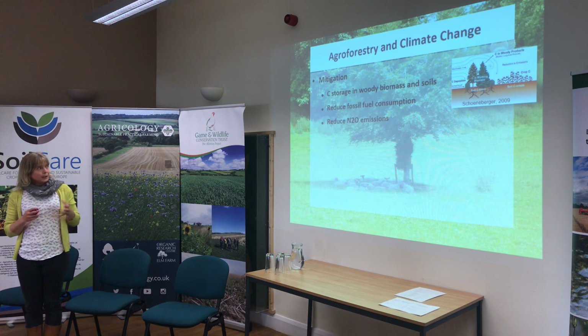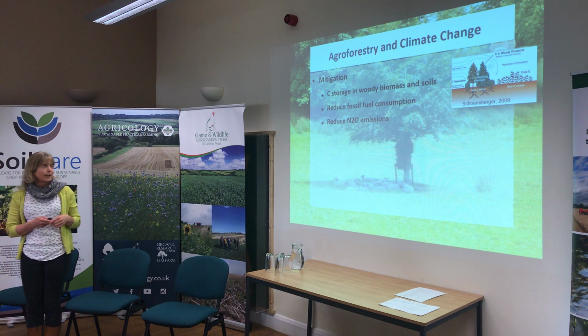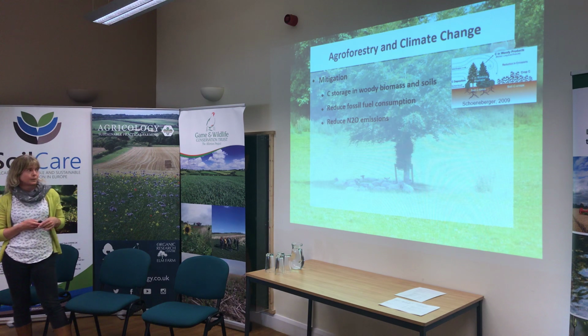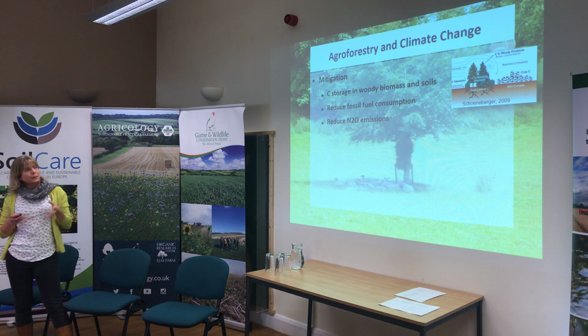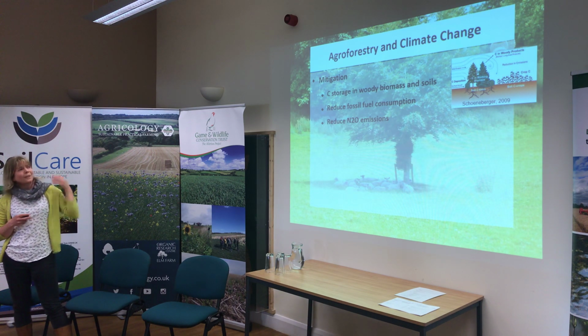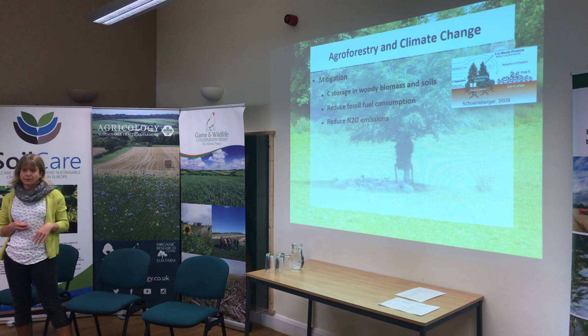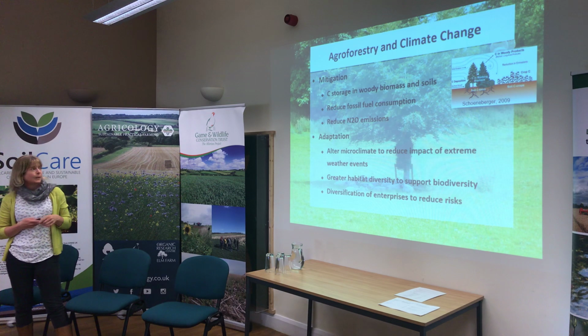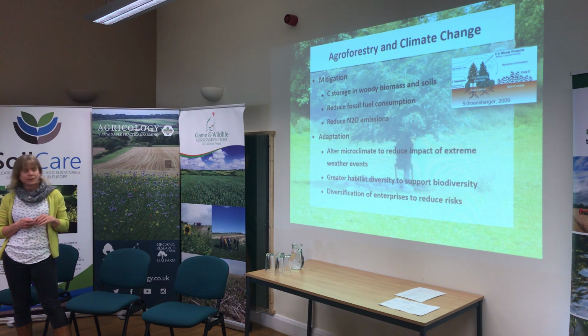So if you're burning it, you're then looking at reducing fossil fuel consumption, and we also talk about agroforestry reducing greenhouse gas emissions such as nitrous oxide. So tree roots actually take up nutrients from the soil, nitrogen from the soil, and return it via leaf litter, so it reduces the need for nitrogen inputs. We could also think about trees having a role in adaptation to climate change, so it reduces the impact of extreme weather events such as heavy rain, high winds.